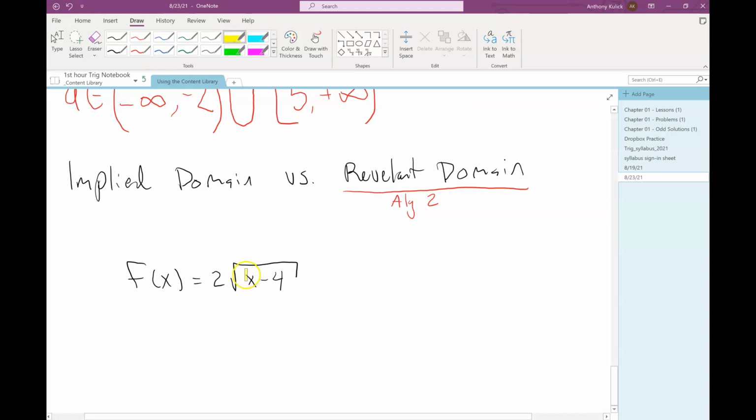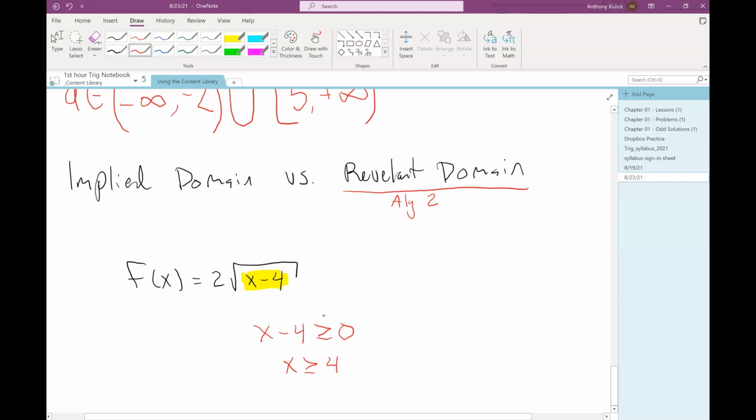So the easiest way to do this is you just take the stuff that's under the square root and you say it has to be positive. I should say non-negative. Is everybody okay with that? And then if I just solve this inequality for x, I can add 4 to both sides. And I know that my relevant domain should be x is greater than or equal to 4.